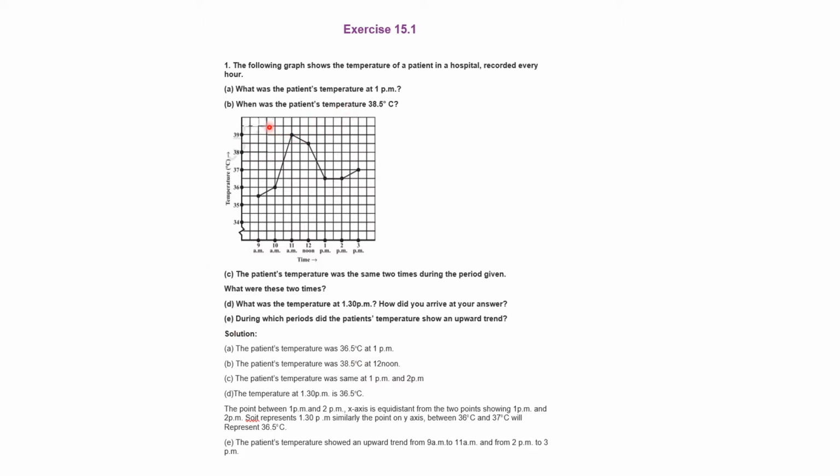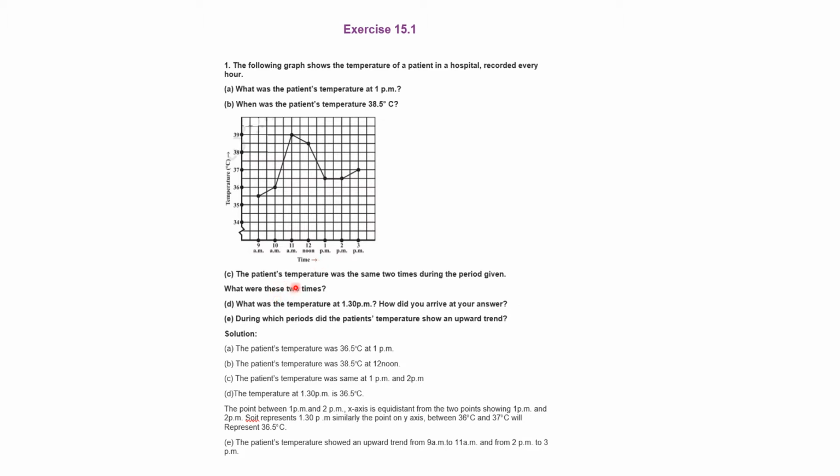Now our second question. When was the patient's temperature 38.5? Just have a look here, 38.5. When we go in this direction, we find a dot here, and when we go in the downward direction, we find that the temperature was 38.5 degrees at 12 noon.